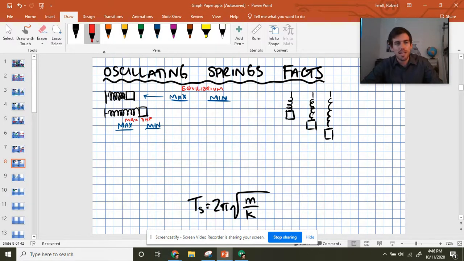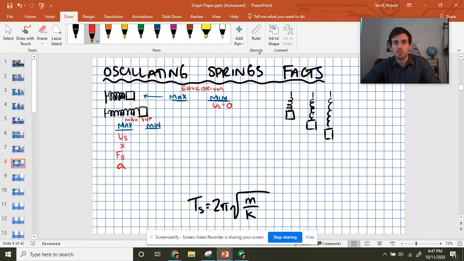When it's pulled all the way back here, that's when it's going to have its maximum spring potential because it has its maximum displacement, which means it's also going to have its maximum spring force acting on it. So lots of maximums happening there, and because the spring force is maximum, it's also going to have a maximum acceleration.